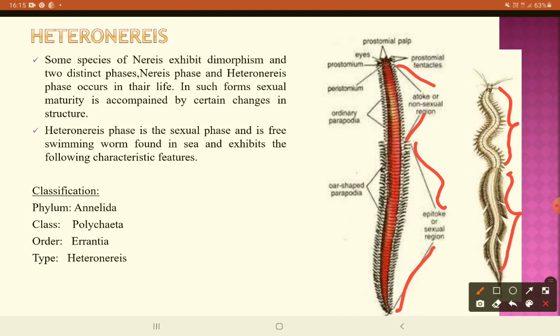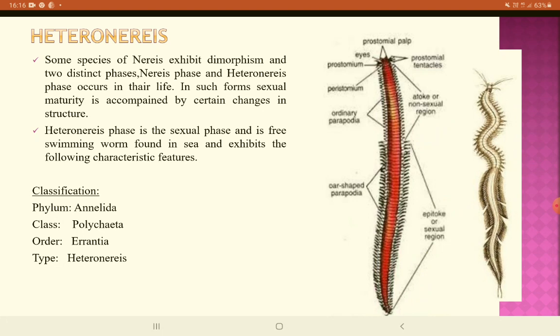In the atoke, or non-sexual region, the parapodia remain normal, whereas in the epitoke, in this region, if you see, it has flared up, isn't it? It has become wide and broad. So this is the difference between Nereis and Heteronereis. Nereis, when it exhibits this sexual phase with an epitoke region, becomes Heteronereis.